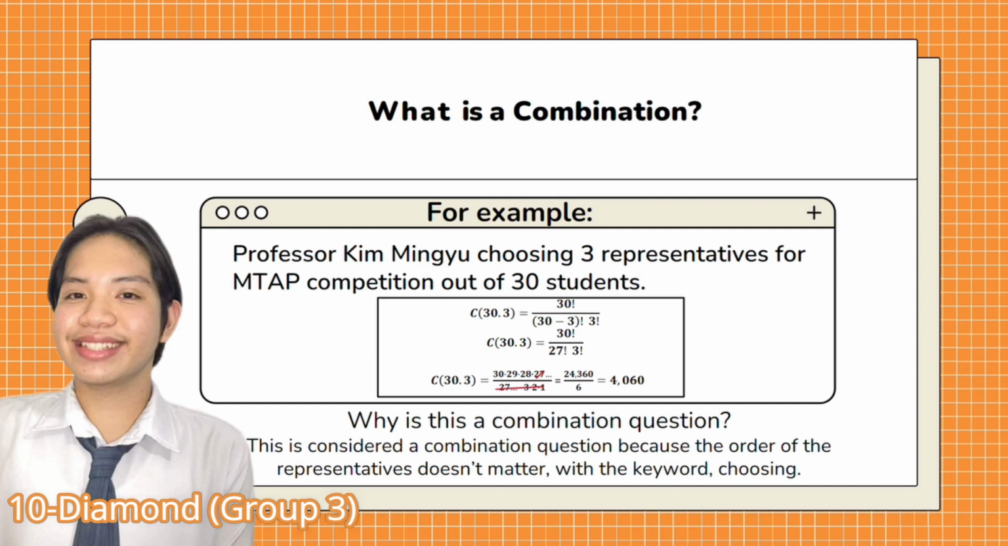Let us multiply the remaining factors. Let us proceed first with the numerator. 30 times 29 times 28 is equal to 24,360. And in the denominator, we have 3 times 2 times 1 is equal to 6. Last step, 24,360 divided by 6 is equal to 4,060.